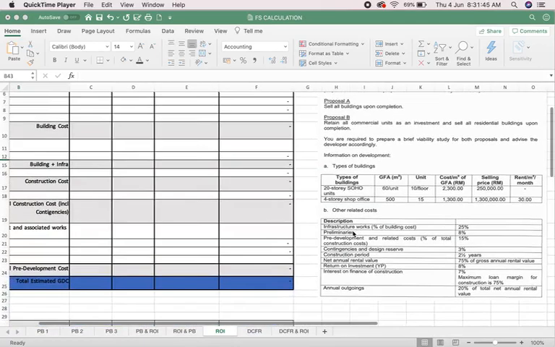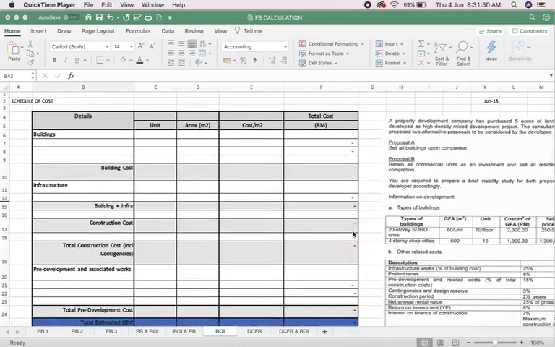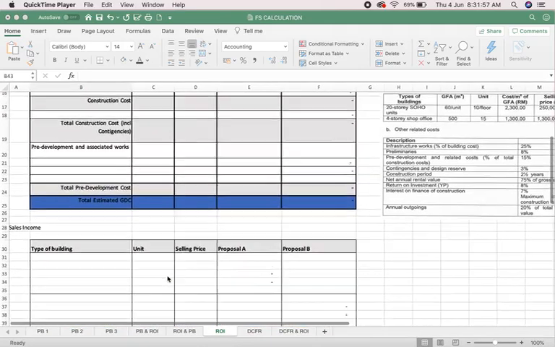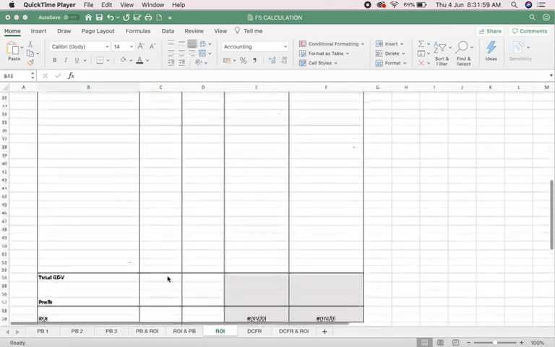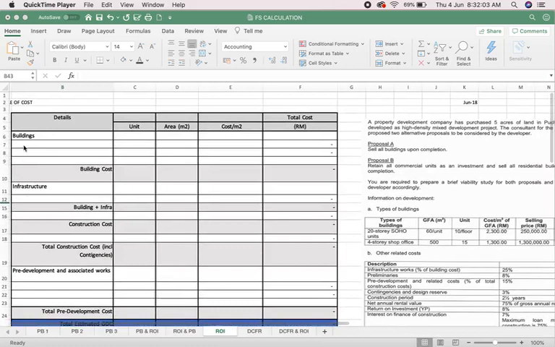So these are the data given. Just copy and paste this table from the previous exercise, so that we just have to key in the data and proceed with the calculation of the sales income and getting the ROI and others. Alright, so let's start the calculation.